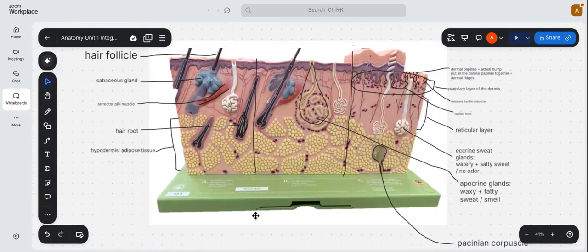All right, and that is everything for this hair model and diagram. I hope you guys found it helpful and informational. I hope the mnemonic helped with "Come, let's get sunburned" for the 5 different layers of the epidermis.